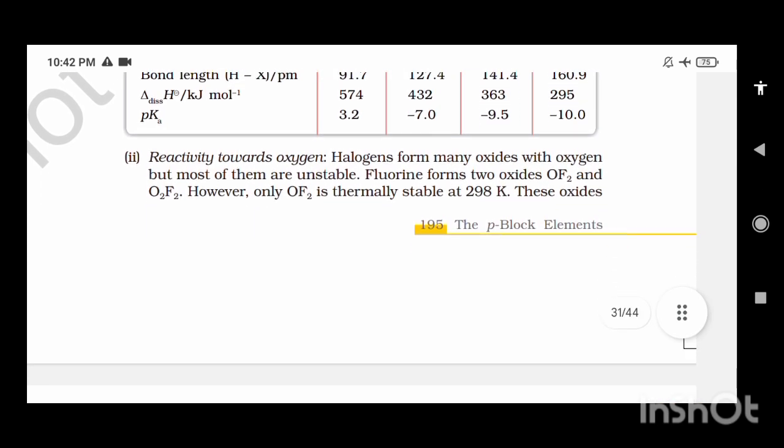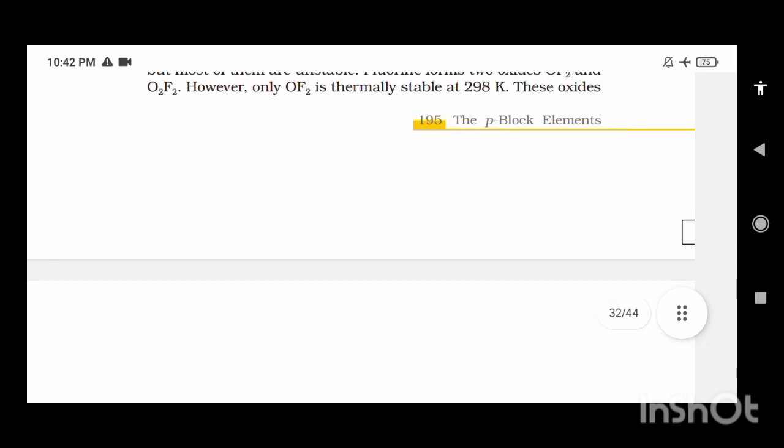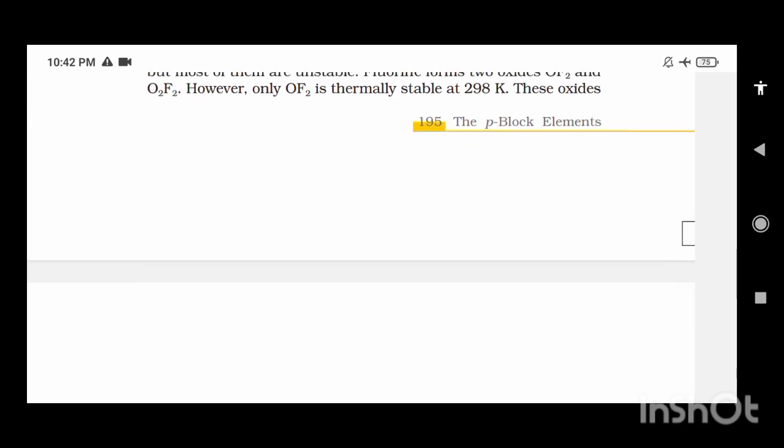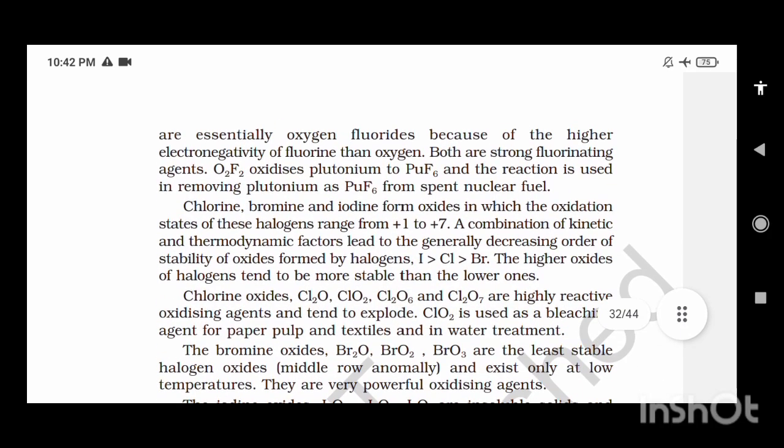Second is the reactivity towards oxygen. Halogens form many oxides with oxygen, but most of them are unstable. Fluorine forms two oxides, OF2 and O2F2. However, only OF2 is thermally stable at 298 Kelvin. These are essentially oxygen fluorides because of the higher electronegativity of fluorine than oxygen. Both are strong fluorinating agents. O2F2 oxidizes plutonium to PuF6, and this reaction is used for removing plutonium as PuF6 from spent nuclear fuel.